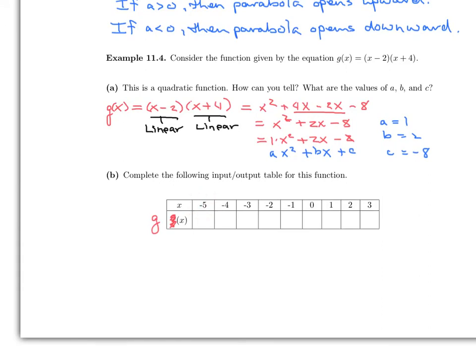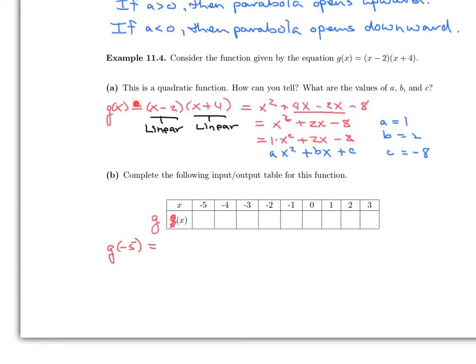One of the things I want to illustrate to you is that we have two equivalent formulas for the g function. We have this version, where we have a linear function times a linear function, and then we have this version, the ax squared plus bx plus c version. They are equivalent to each other. You can use either version to calculate outputs of this function. So let me illustrate this point. Suppose we substitute negative 5 into this function. So I take g and I substitute negative 5 in.